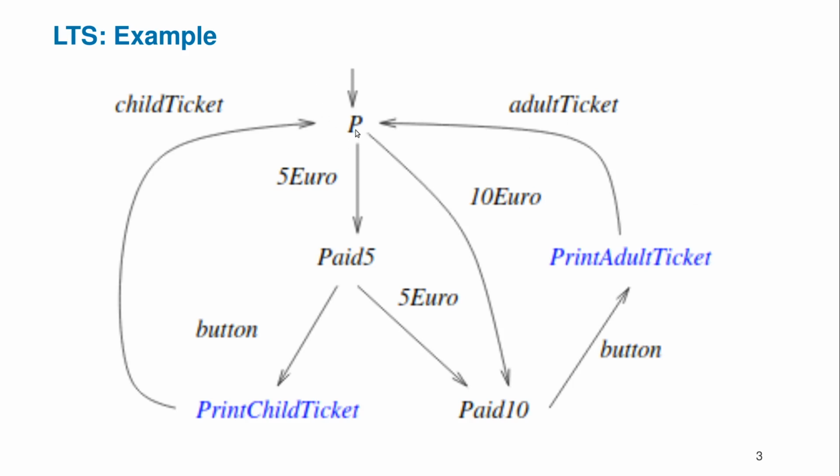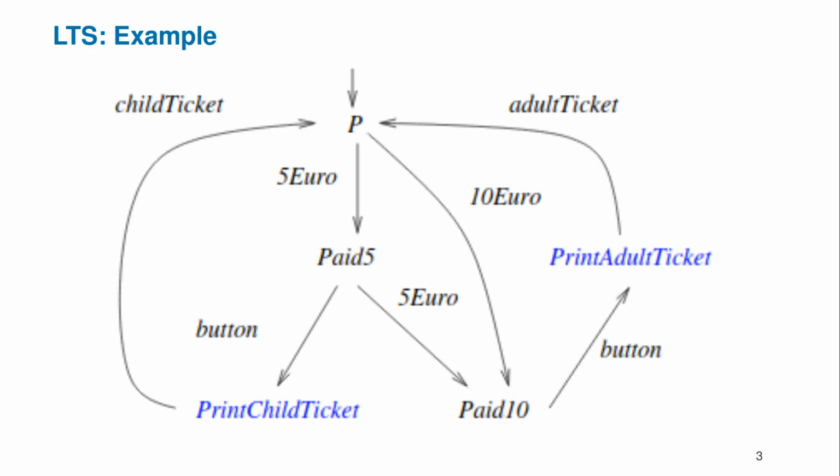We have initial state P, we have state paid 5, we have print child ticket, paid 10, print adult ticket, and these are the states, and then the actions are €5, €10, €5 again, press a button, and child ticket and adult ticket. So what we have here is the modeling of a vending machine, and the vending machine accepts several kinds of input.